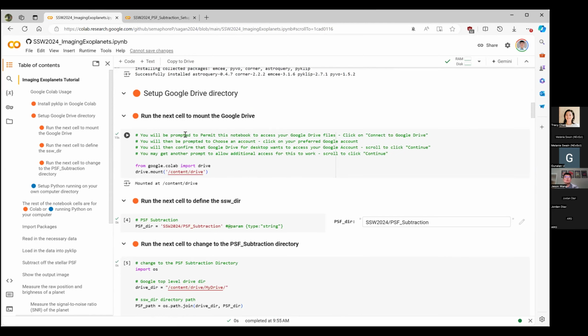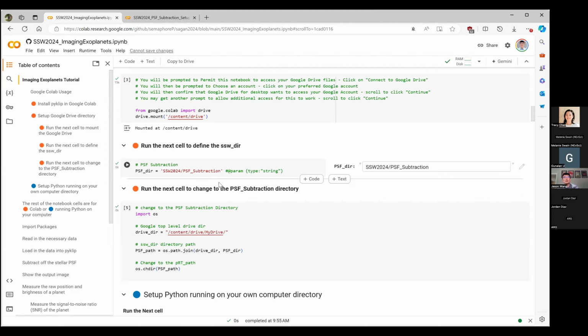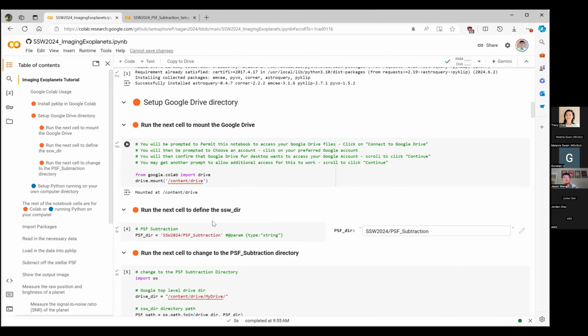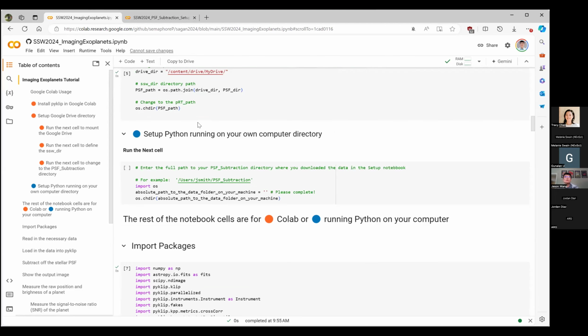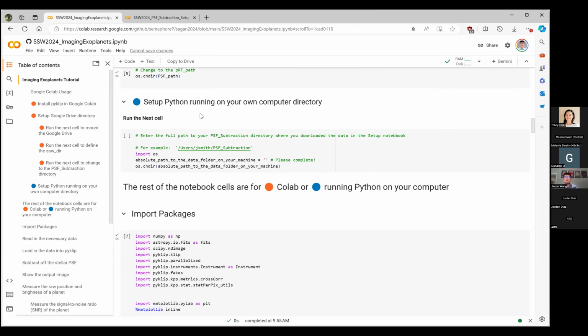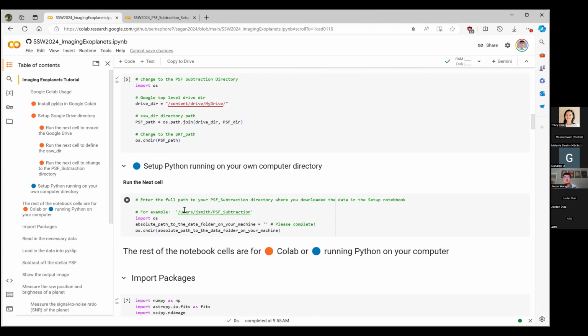Once you install that package, then you just need to mount your Google Drive. Presumably you've already run the setup notebook, and you've already downloaded all the FITS files. You only have to do that once. After you do that, you just have to mount your Google Drive so that we can access those FITS files that you've downloaded, and the next 3 cells here do exactly that. And then once you do that, we can skip this blue cell. This is for people that are running it on their own computer.